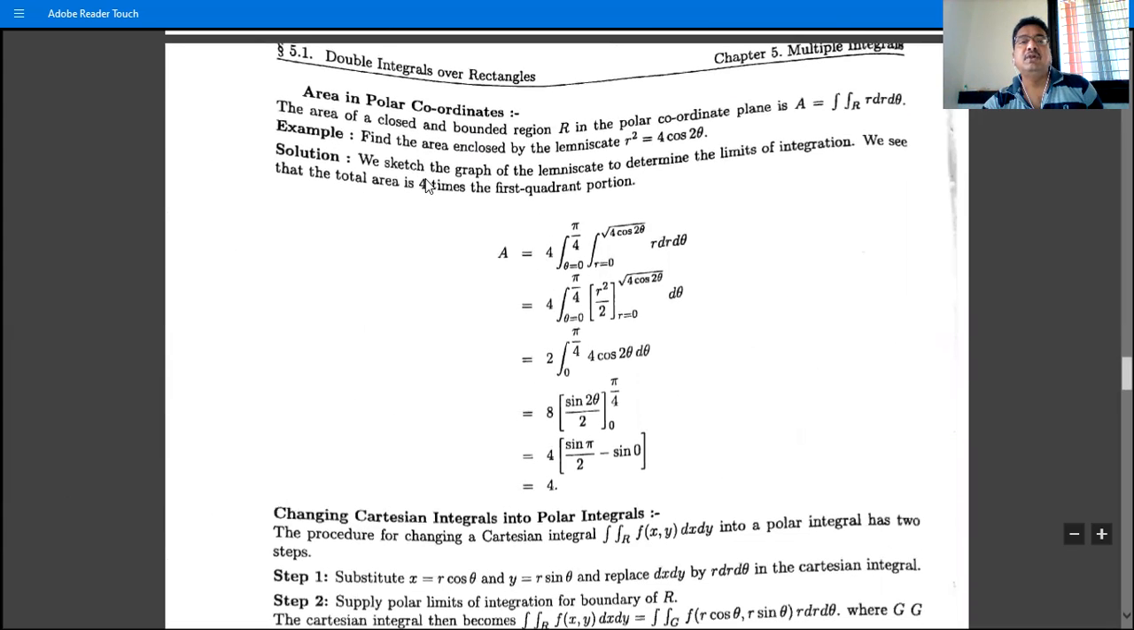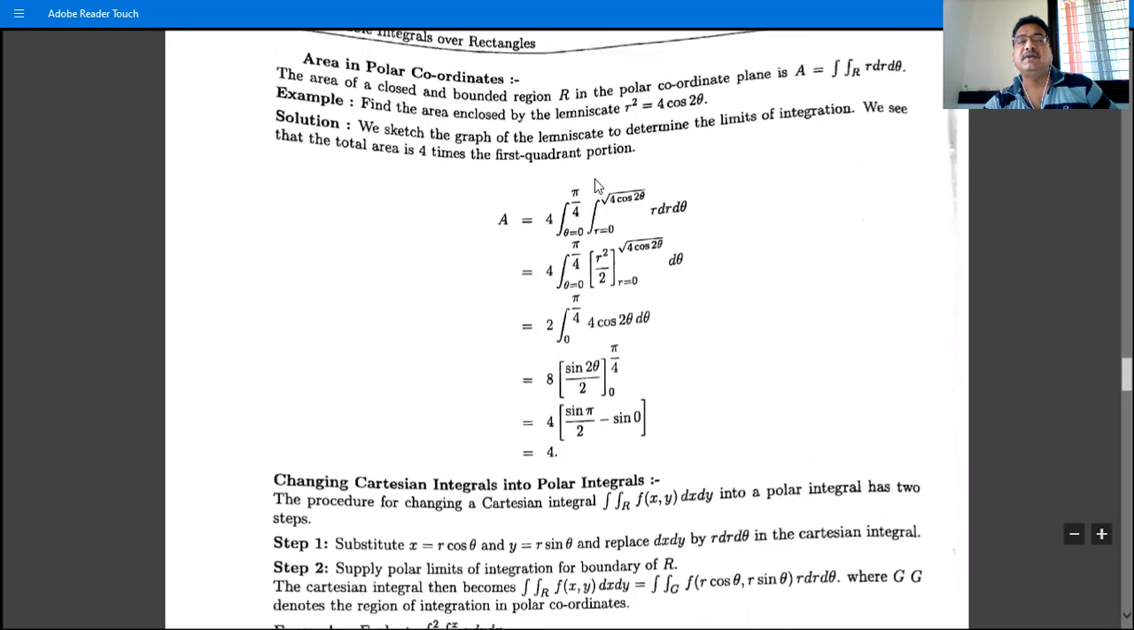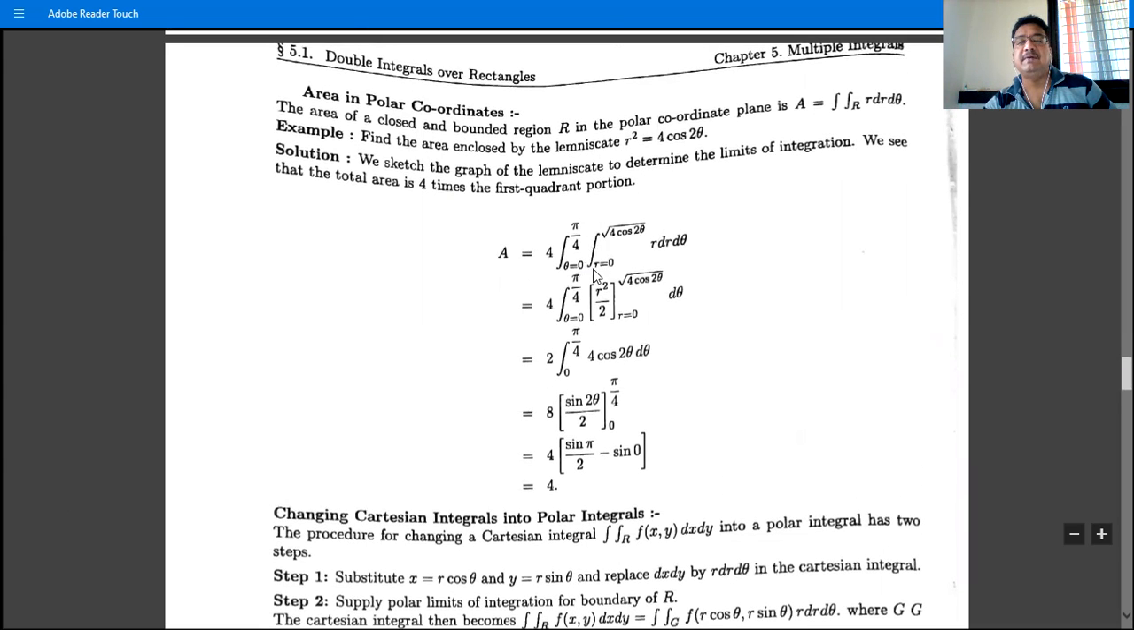So polar coordinates: x is equal to r cos theta and y is equal to r sin theta are called polar coordinates. Area in polar coordinates: find the area enclosed by the lemniscate r squared is equal to 4 cos 2 theta. The formula for area is the integration from 0 to pi by 4, r runs from 0 to root of 4 cos 2 theta, r dr d theta.